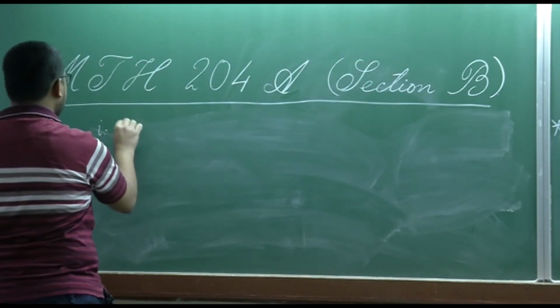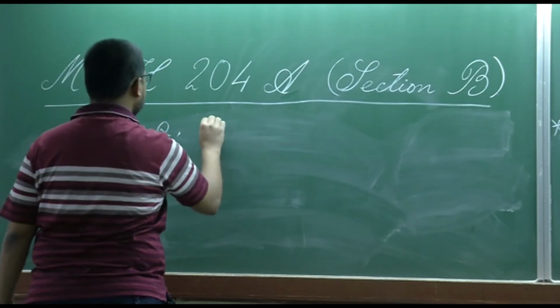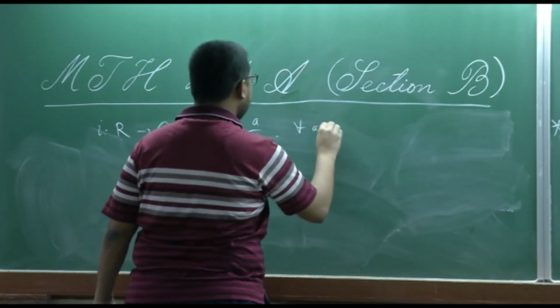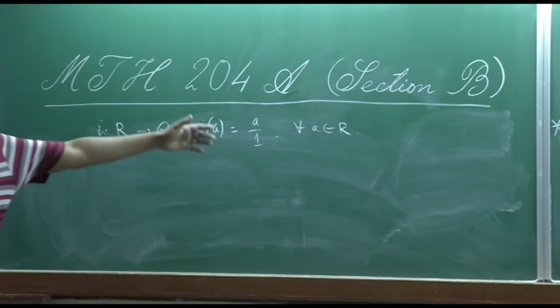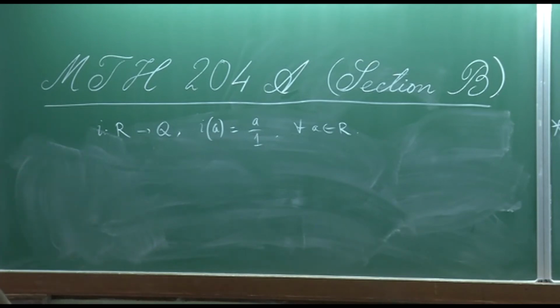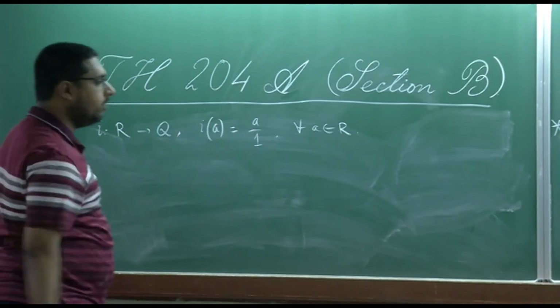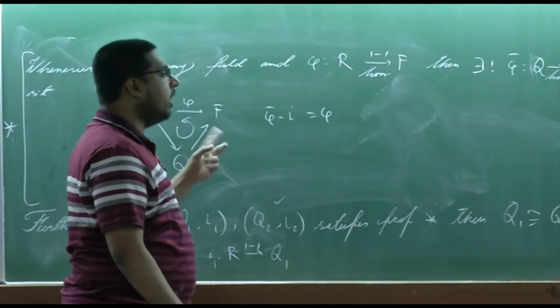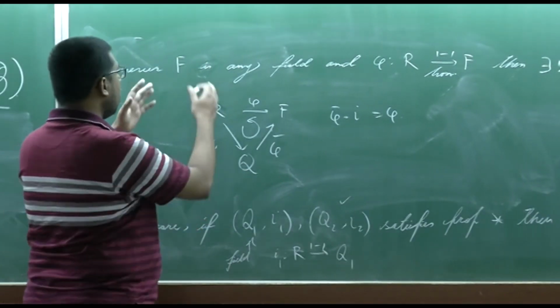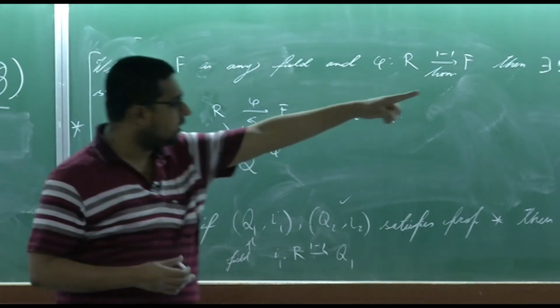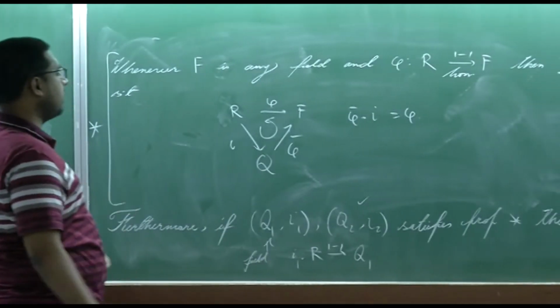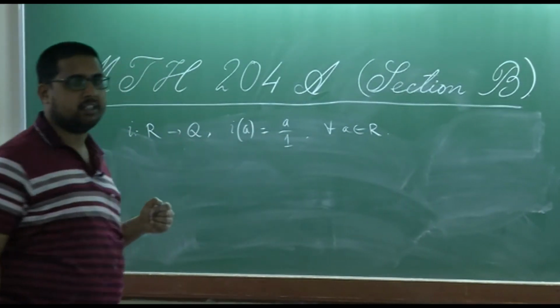We define I from R to Q as follows: I of A is defined by A by 1 for every A in R. The verification that this is 1-1 is again quite obvious. I leave the checking to you. These are just manipulations. Now we have obtained Q and I, and I have to show that this pair Q and I satisfies the property star.